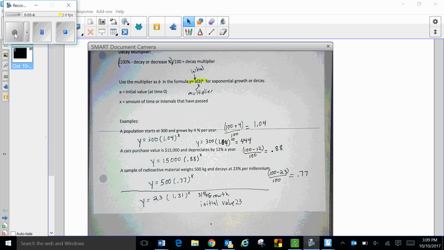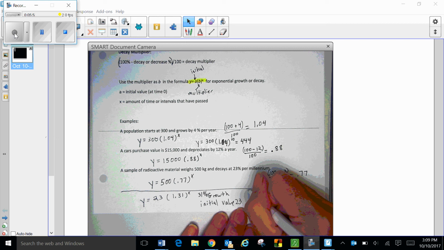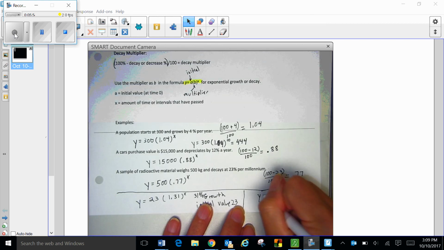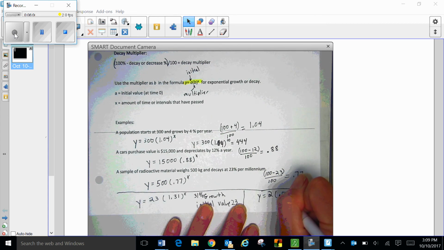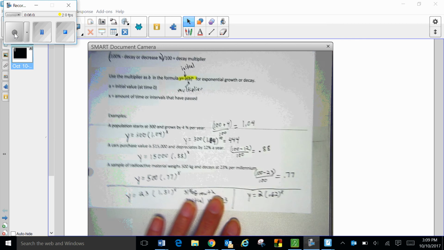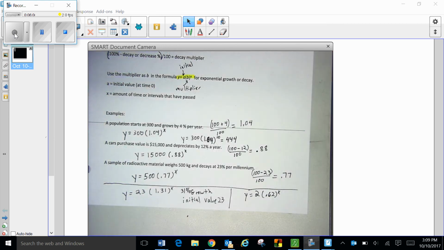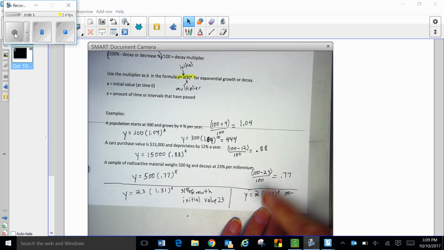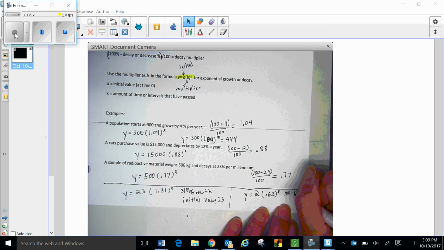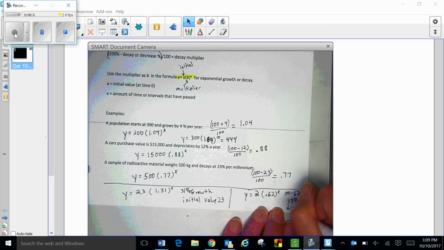Very, very quickly, let's look at one that's decay. Suppose we had that equation, 2 times 0.62 to the power x. We know it's decay because it's less than 1. If we need to know how much it's decaying, let's just do 100 minus this number is a percent. If I multiply times 100, I get 62%. So 100 minus 62, which would give me 38. So that's telling me I have 38% decay with an initial value of 2.